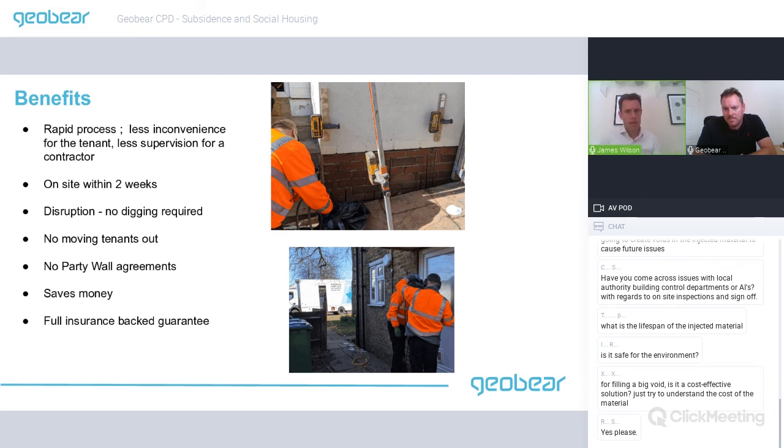You haven't chopped the tree down, so the roots are still there. As they degrade over time, it wouldn't really cause a problem, because that didn't cause the subsidence in the first place. Yeah, and our material's solid. So if those roots did decay, it would just leave a gap in the material, however big that might be. But these are sort of challenging questions.